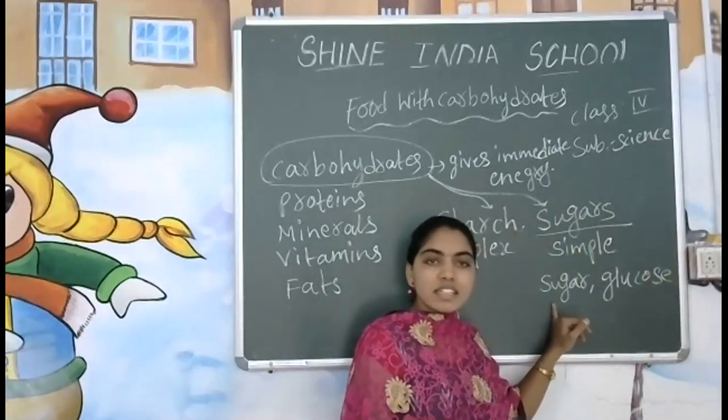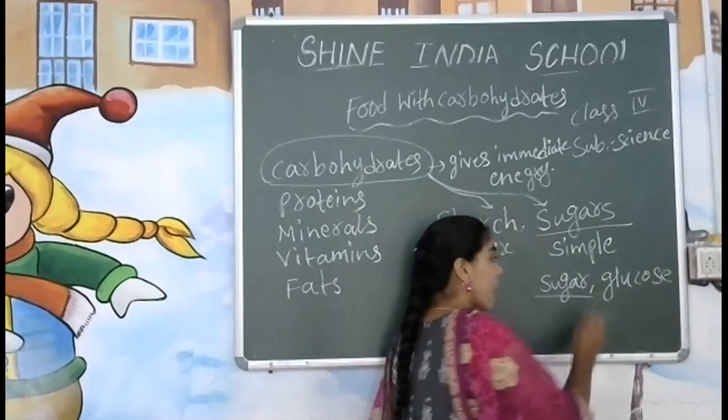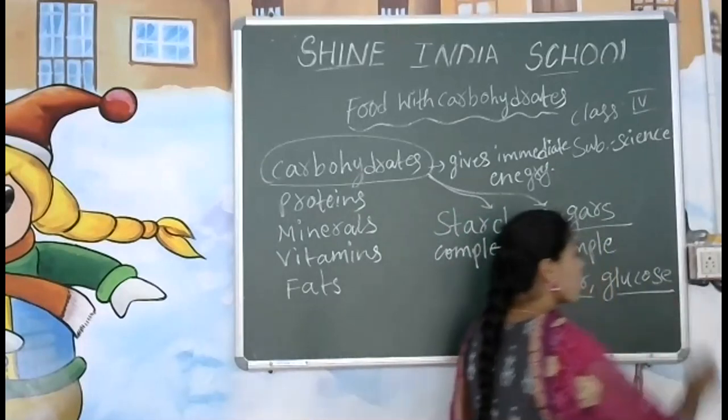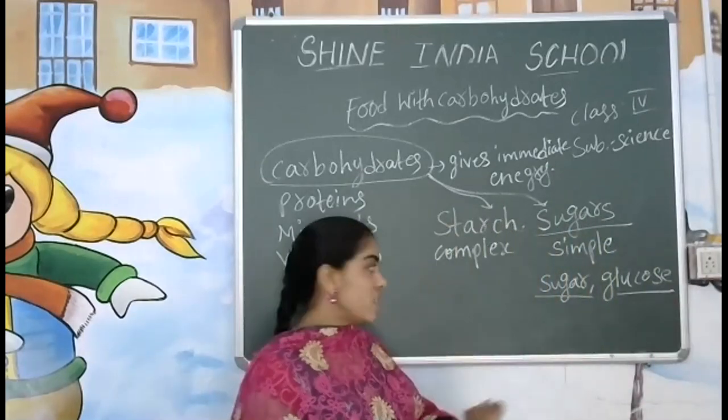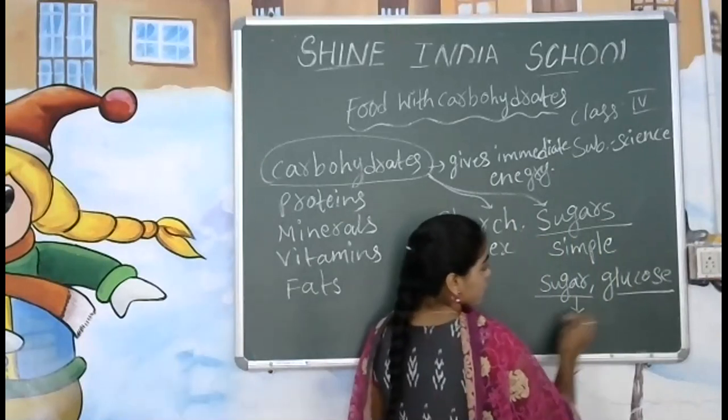Sugar, like the one we use daily in tea or in milk. If you take sugar directly, you can get immediate energy. If you take glucose, you will get the energy immediately. So where do we get sugar from? Sugar cane.